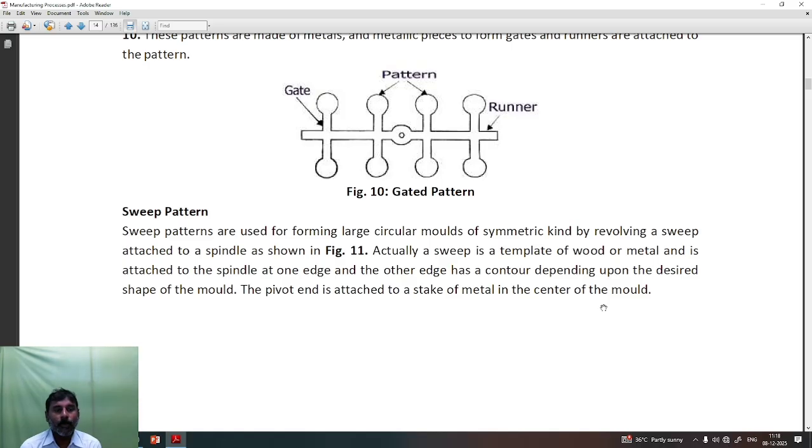Sweep pattern. Sweep patterns are used for forming large circular molds of symmetric kind by revolving a sweep attached to the spindle. Actually, a sweep is a template of wood or metal and is attached to the spindle at one edge, and the other edge has a contour depending upon the desired shape of the mold. The end is attached to the stake of metal in the center of the mold.